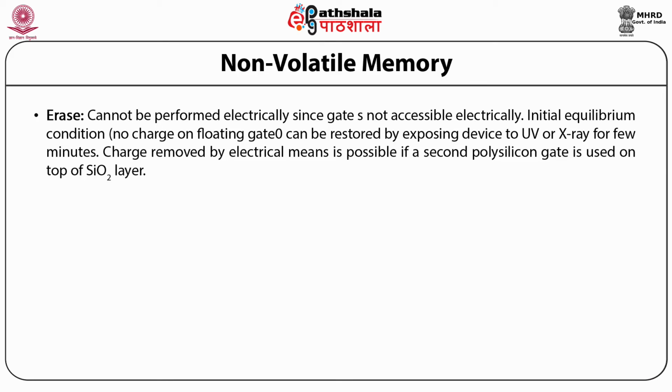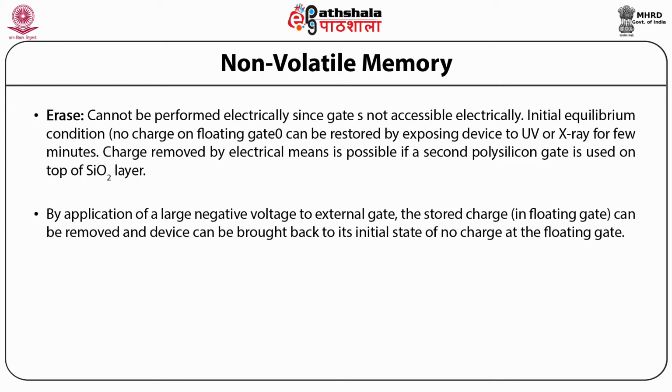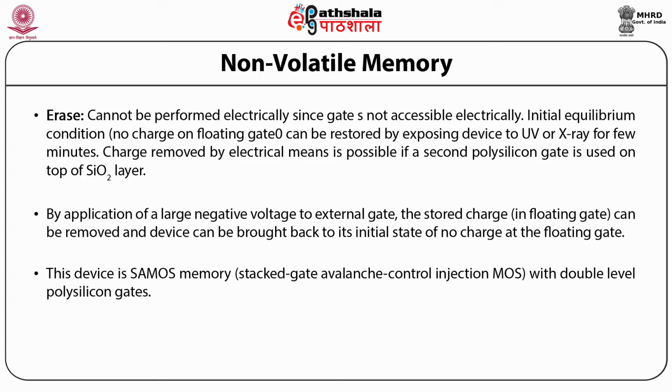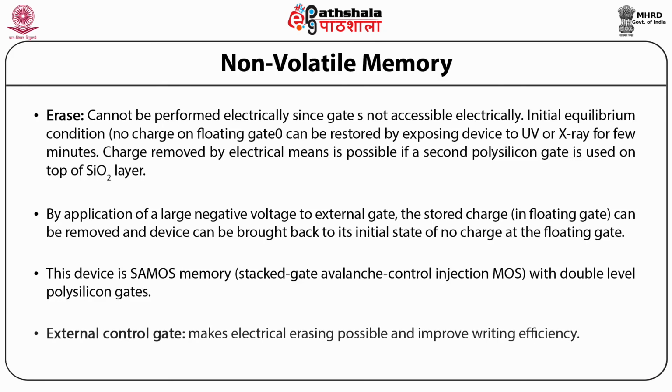Alternatively, the charge can be removed by electrical means, which is possible if a second polysilicon gate is used on the top of the SiO2 layer. By application of a large negative voltage to the external gate, the stored charge can be removed and the device can be brought back to its initial state of no charge at the floating gate. This device is a CMOS memory, the stacked gate avalanche injection MOS with double level polysilicon gates. The external control gate makes electrical erasing possible and improves the writing efficiency.